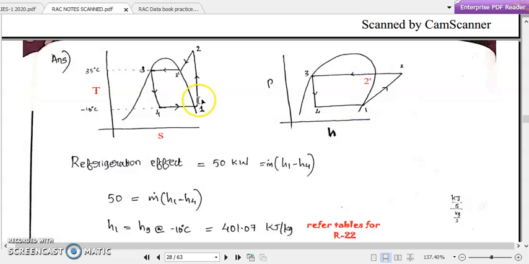But what is the condition at 1? The refrigerant will be at saturated vapor state at 1. So S2 will be equal to the entropy of the refrigerant at 1, which means entropy at saturated vapor state, or SG value, corresponding to which temperature? The temperatures at 1 and 4 are the same, that is minus 10 degrees Celsius. So S2 will be equal to SG value at minus 10 degrees Celsius.